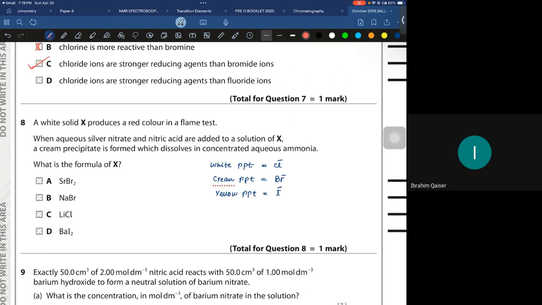Sorry, it's going to be A, for strontium, because they are saying red color in a flame test. Sodium gives yellow color after burning.